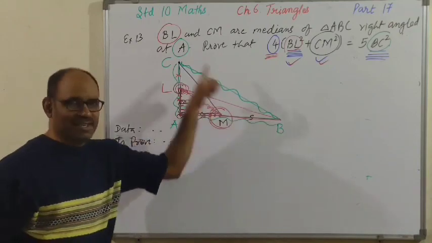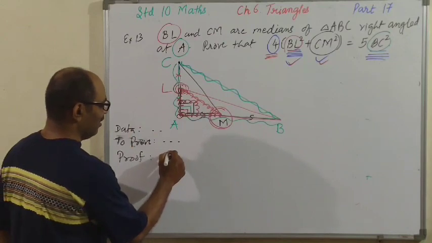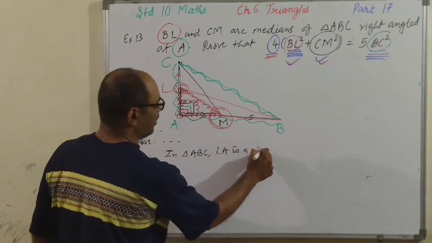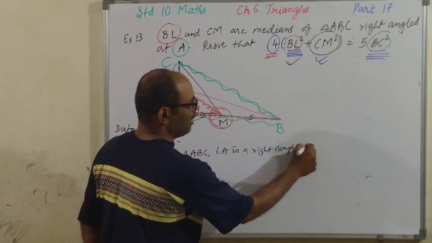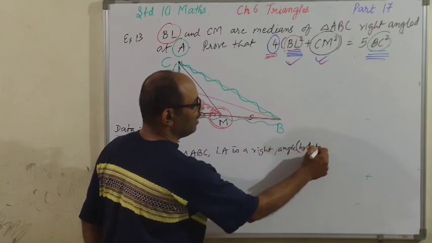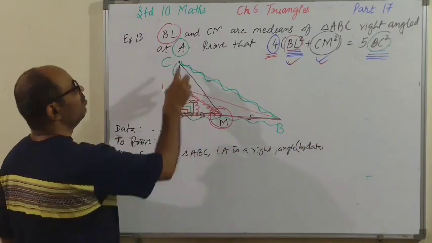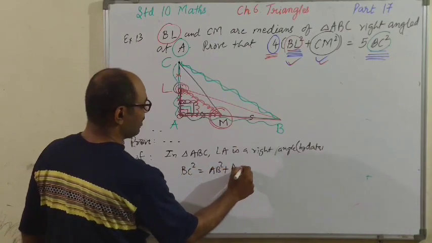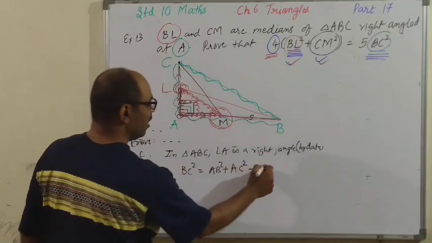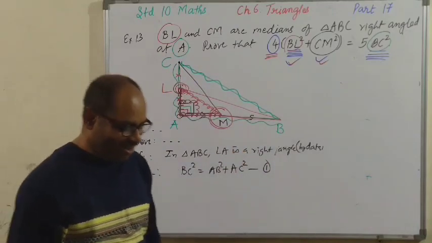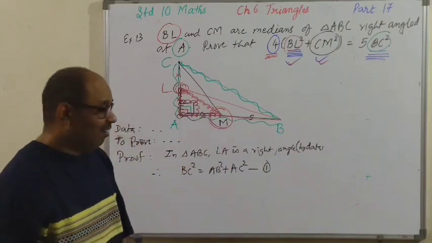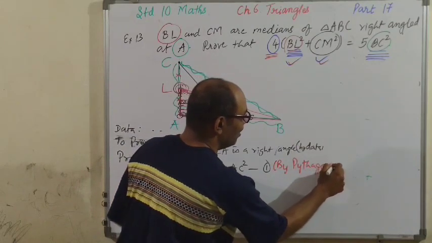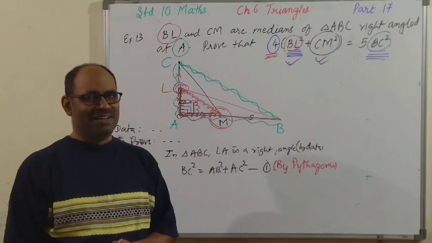I'll start with the biggest triangle. In triangle ABC, angle A is a right angle. By data, angle A is a right angle. Therefore, BC square is equal to AB square plus AC square. Call it result number 1. By Pythagoras. Now children, there are 3 more right triangles.